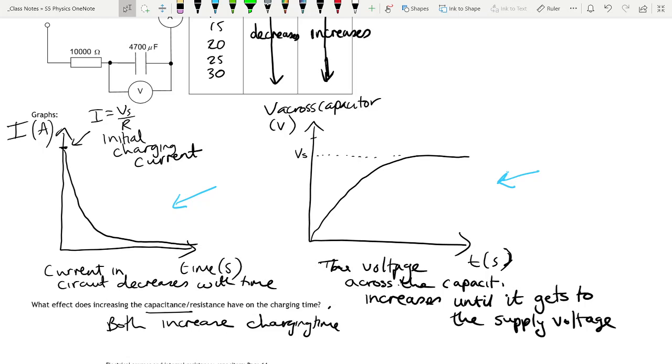But the important thing to remember here is the current starts off high. You can work out what the initial current is by doing the supply voltage divided by the resistance, and it decreases with time because more and more charge gets stuck on the capacitor, less is free to move. The voltage across the capacitor starts off at 0 when it has 0 charge across it, but as the charge starts building on the capacitor, the voltage across the capacitor increases until it eventually reaches the supply voltage.